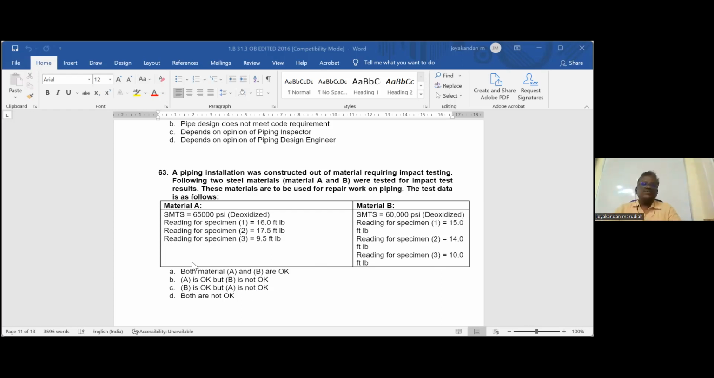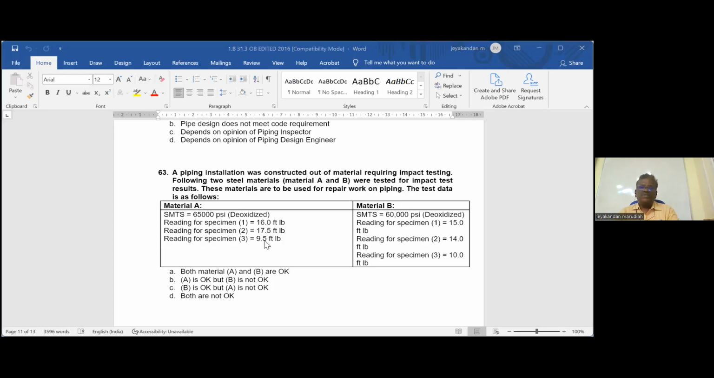So they are given both 65,000. So how to answer: here 65, here 60. If you go to this, you can see 65 and less, both will be the same. And the question says they are fully deoxidized. So if you take deoxidized, average is 30, minimum is 10. So I told you one value can be less than 13.